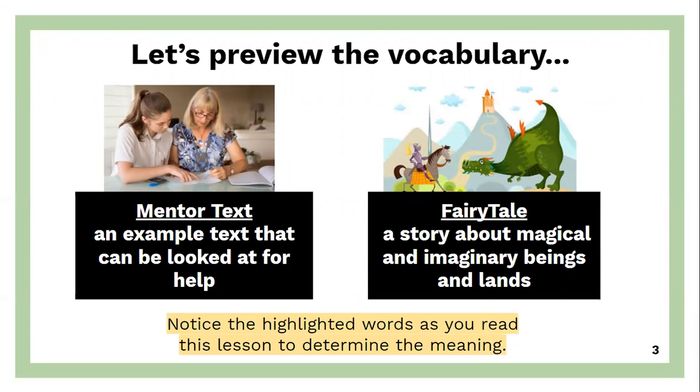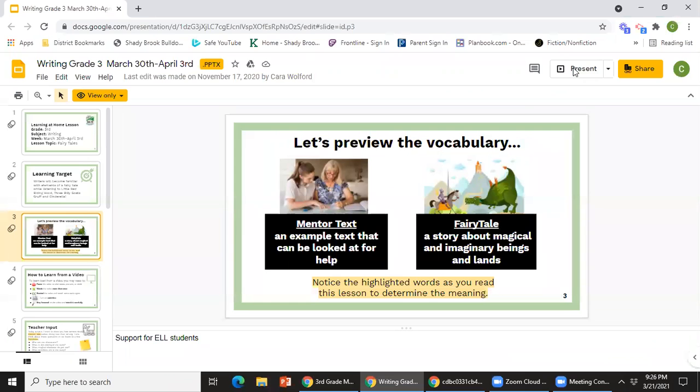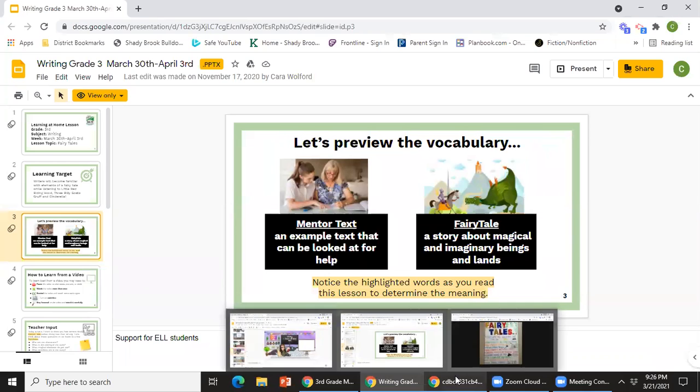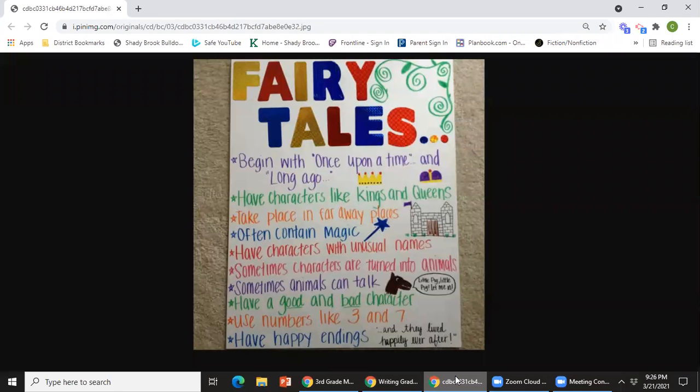So, we're going to be using mentor text. And remember, that is an example of a text that can be looked at for help. So while we're watching this fairy tale, which is a story about magical and imaginary beings and lands, we're going to be looking at fairy tales to determine what elements we see in our mentor text.